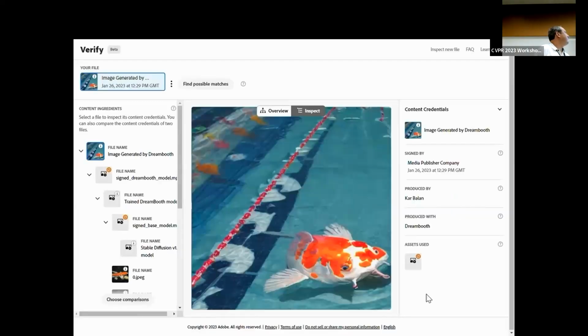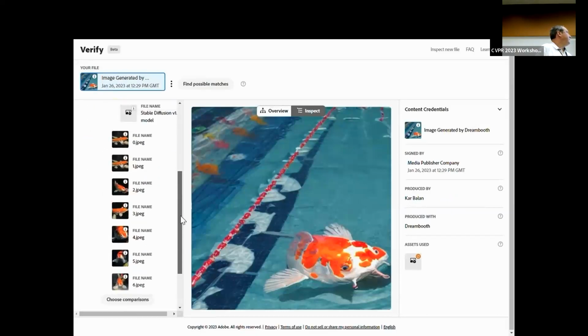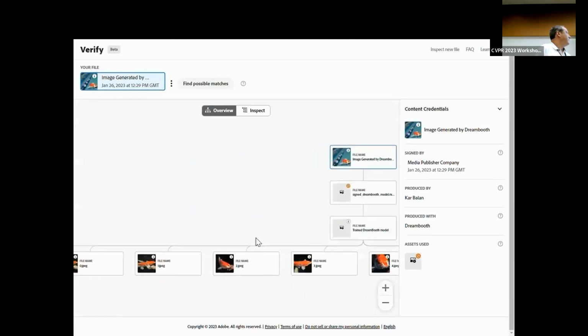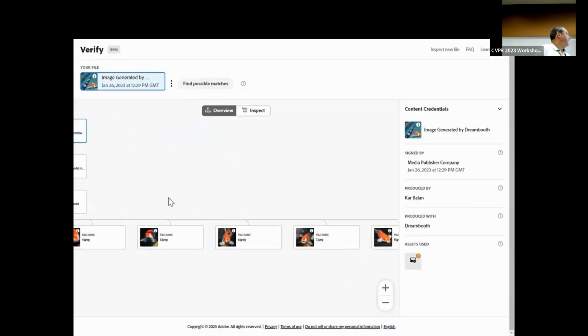When we drop that synthetic image into Verify, we can see its end-to-end provenance embedded using the content credentials metadata. The synthetic image shipped with the manifest inside, describing the model it came from, which in turn links back to those concept image ingredients, so recognizing the creatives that made the image.